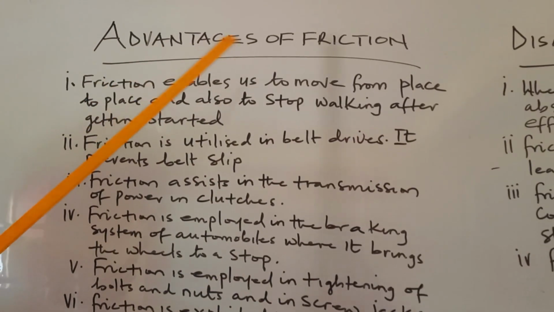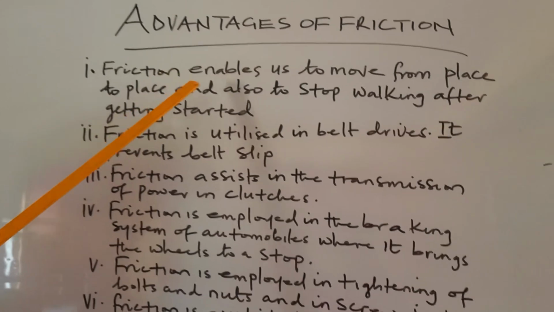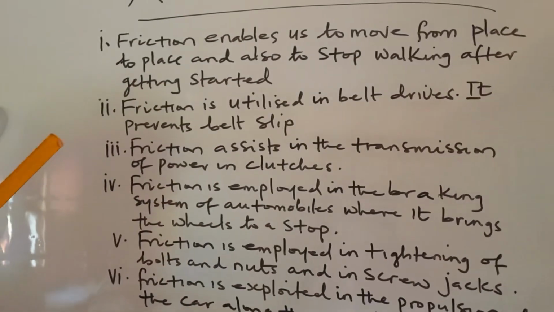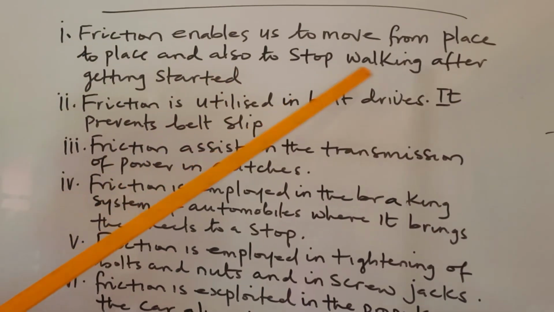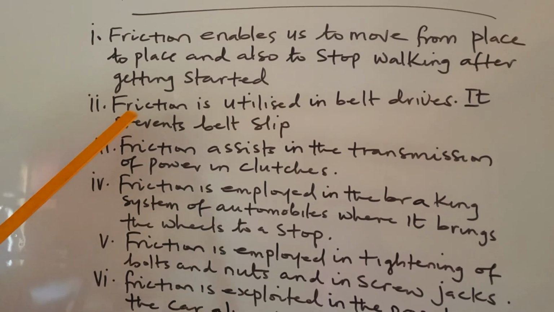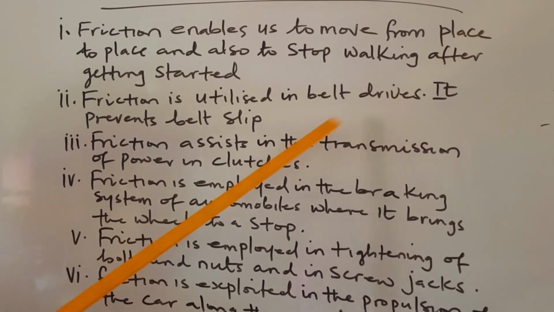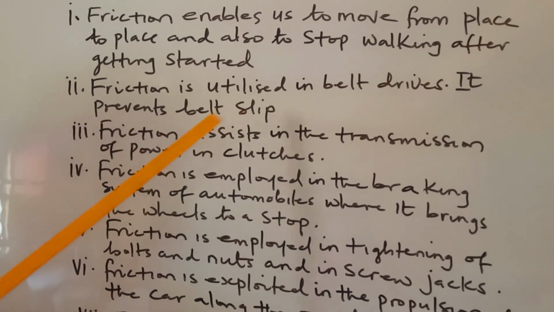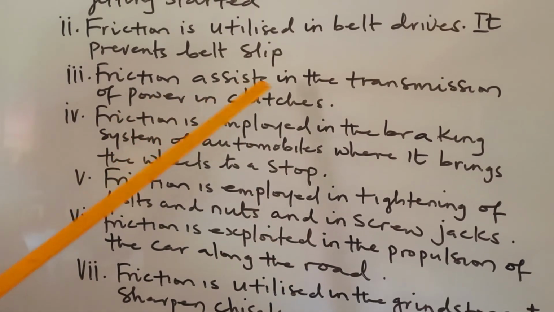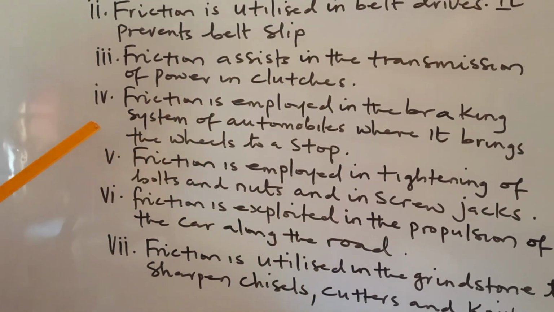Let us go to the advantages of friction. One, friction enables us to move from place to place and also to stop walking after getting started. Two, friction is utilized in belt drives. It prevents belt slip. Three, friction assists in the transmission of power in clutches.